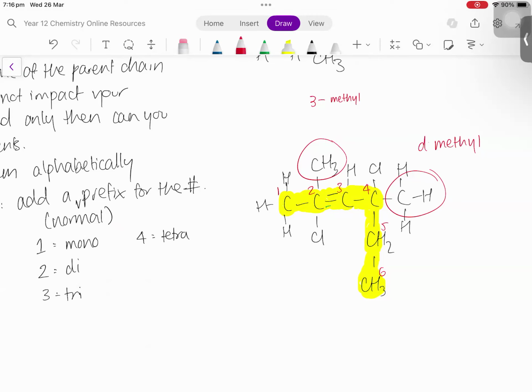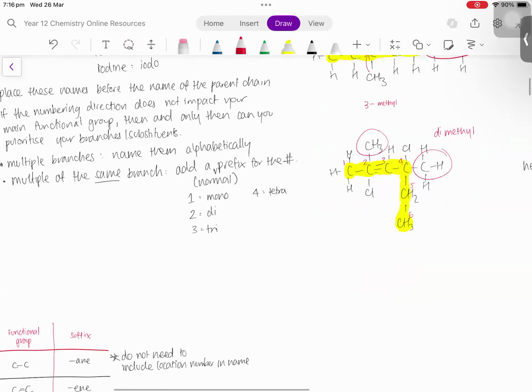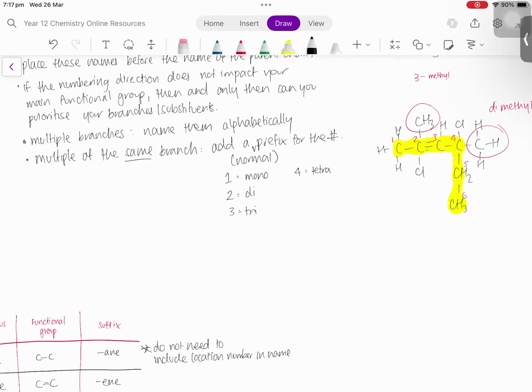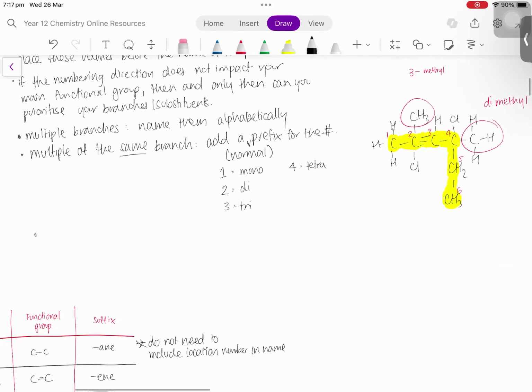Di. So this is going to be dimethyl. Then I'm going to add another note here. Again, I'm giving you all of the little steps so you have it all down on paper and you don't have to keep it in your head. You want a location number for each branch, even if they have the same name.